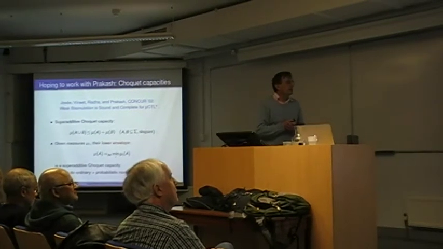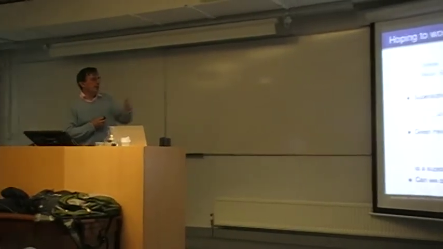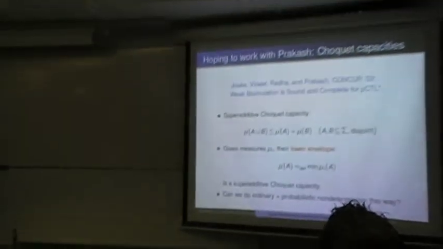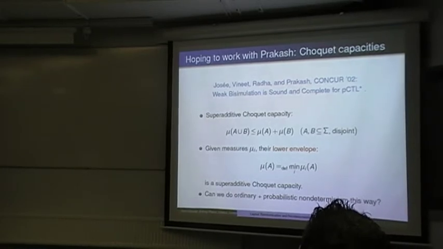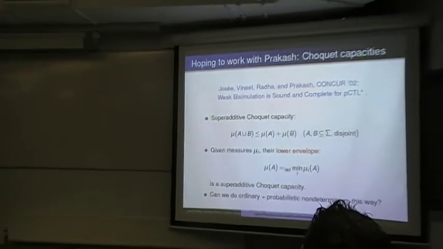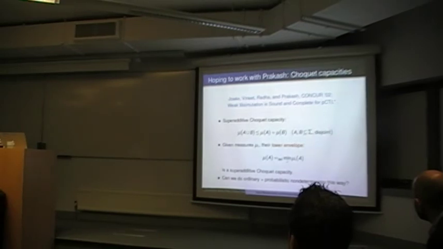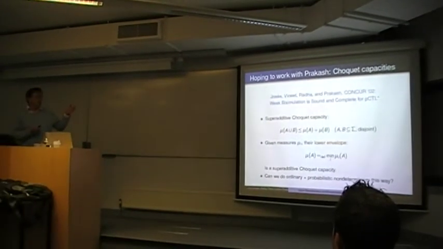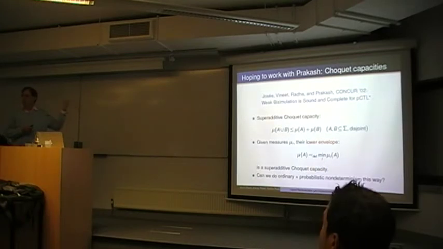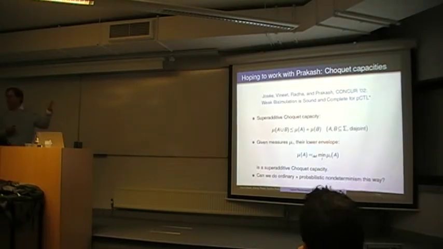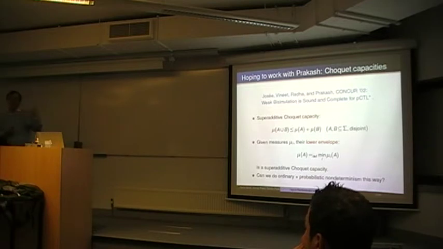So one idea that Prakash alerted me to, in this paper in Concur 2, was the idea of using Choquet capacities. This particular one doesn't matter. The important point about the capacity is that it's super-additive. So unlike a probability distribution, instead of an equality, you've got an inequality. So I thought, ooh, that's really super. That'd be a great way of combining probability and non-determinism.